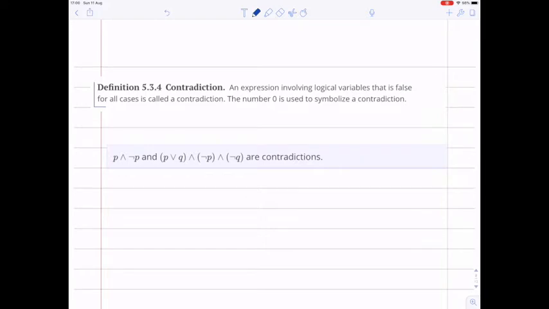In contrast to a tautology, we have the idea of a contradiction, which is something that is false for all cases. And we often use the number 0 to symbolize a contradiction. So, for example, we could have a look at P and not P and check that that's a contradiction. Let's do that quickly. So we've got P, which is either 0 or 1, not P, which is 1, 0. And then if we combine them, so we've got P and not P, well, they both have to be true for this to be true, and there's no case in which they are. So it's false. So this is a contradiction.